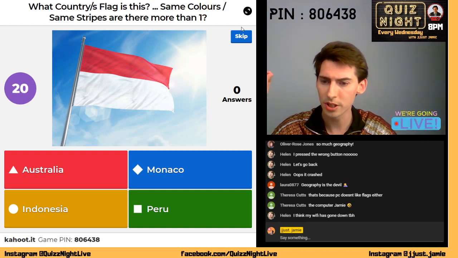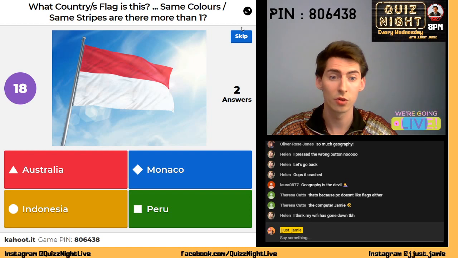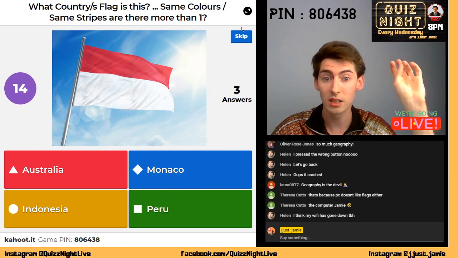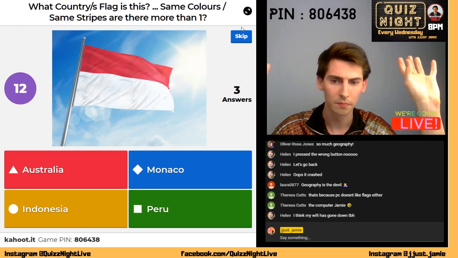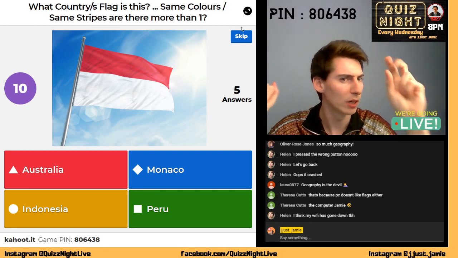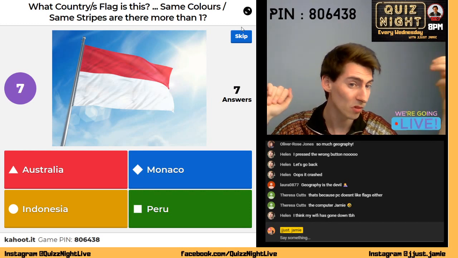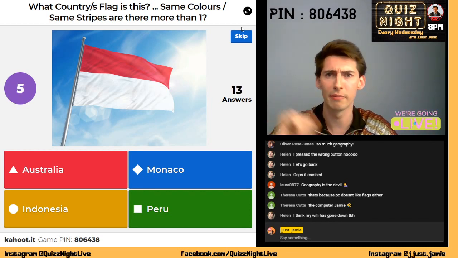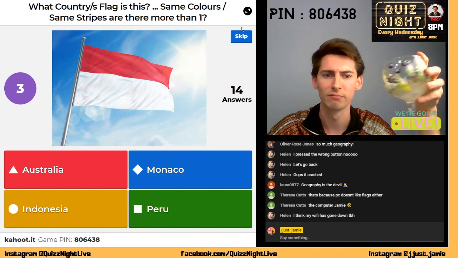So we've got options here of Australia. Well, that was too easy of a choice, wasn't it? I shouldn't have put that one in there. Monaco, Indonesia, Peru. So it's at least one flag, but it could be 2, it could be 3. What do we think? Clearly it's not Australia because I just said that and I'm helping people now.